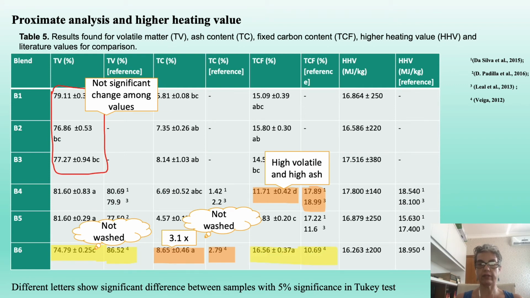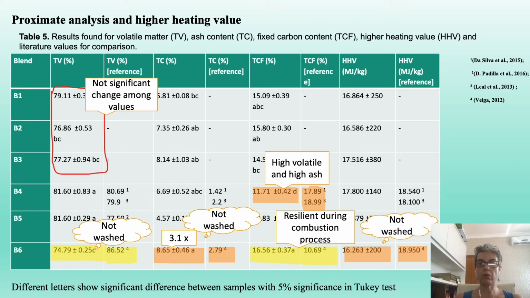The higher value for fixed carbon was obtained for B6, which was made only with 100% cassava rhizome. It showed that this briquette will be more resilient during the combustion process. For high heat value, we found a lower value when we compare with the literature, and this happened because we didn't wash the residue. So, watching all the results, we infer that the best composition is blend B2 because we saw good high heat value, good fixed carbon content, low ash content, and good volatility content.